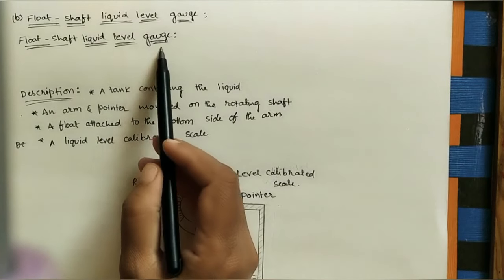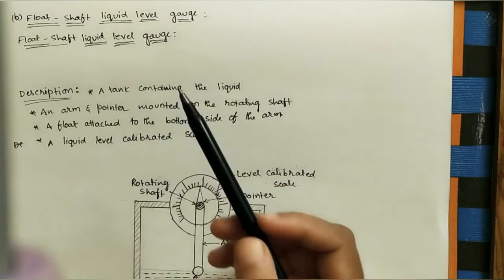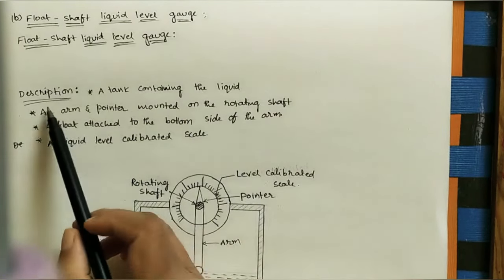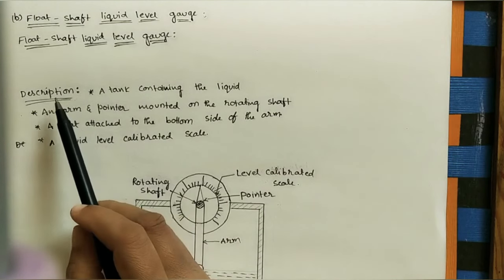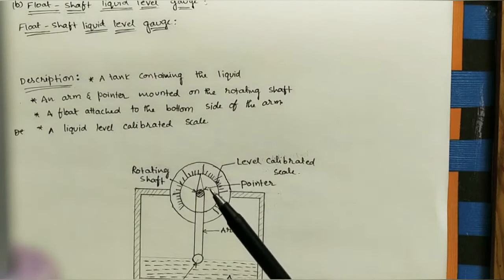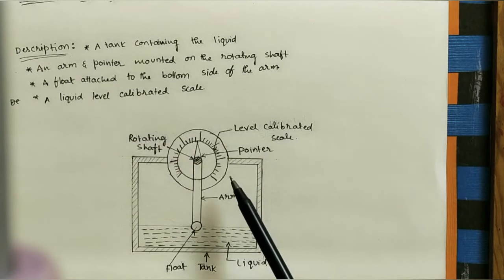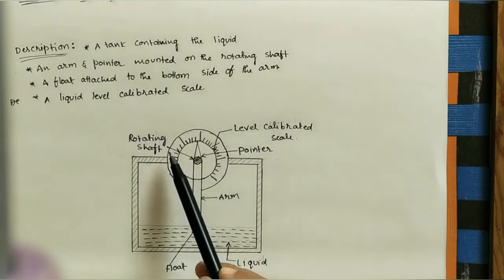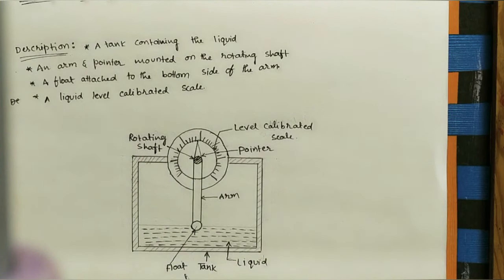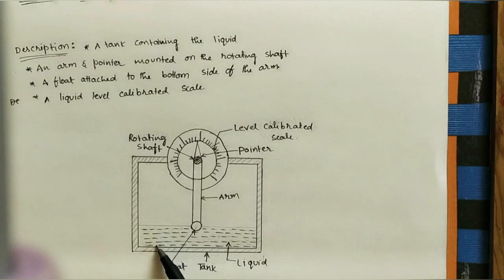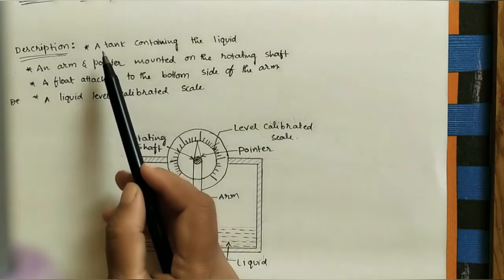Let us take this gauge. So in it, what are the main parts? Initially take the description. So in description, here it shows the arrangement of the gauge. And in it, first part is this tank. Here I have written, we are taking this tank and some height of the liquid inside it. This height we need to find. So this is the first part.